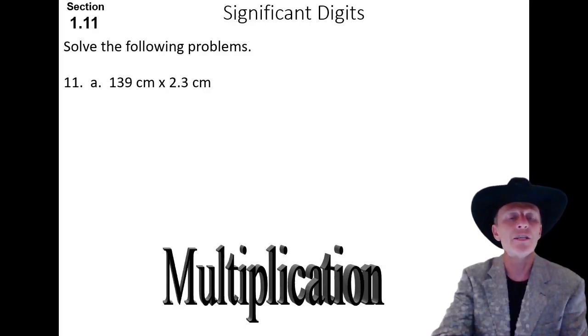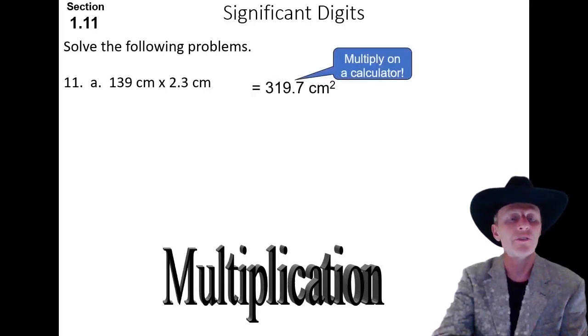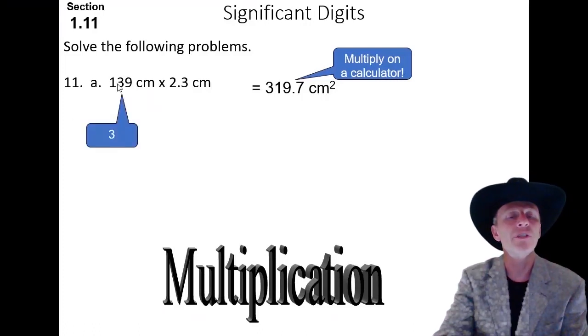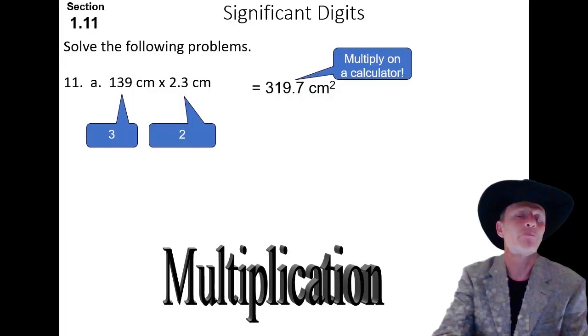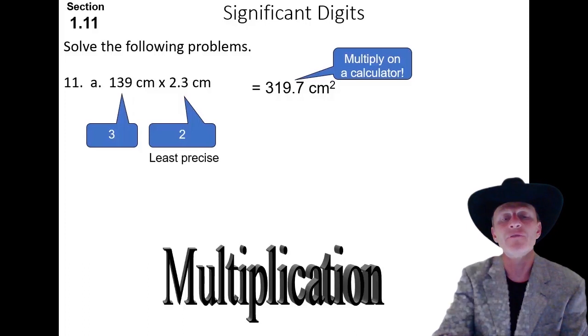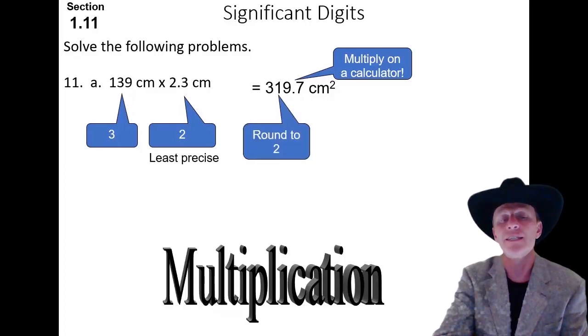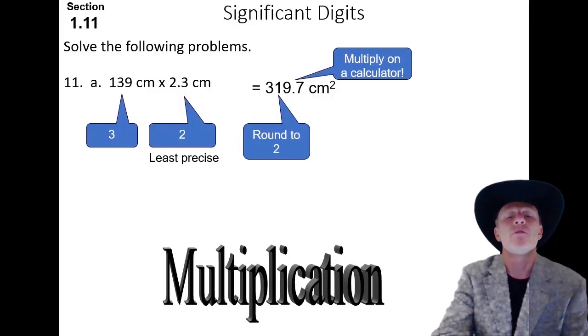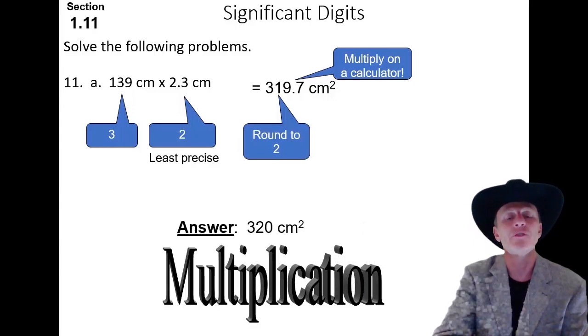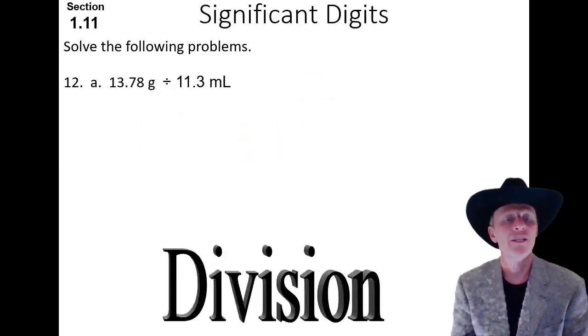So again, when you have a multiplication problem, all you do is use a calculator, get the answer on there, and figure out what to round it to. Well, what do we round it to? This first measurement goes to 3. The second one goes to 2. The least precise would be 2. 2 is smaller than 3. We got to count 2 digits from the left of what's displayed on your calculator and round it to that spot. So if we round it to that spot, we end up with, well, to the nearest 10 would be a 20, counting by tens, 10, 20, 30. 19.7 is closest to 20. 320 centimeters squared.